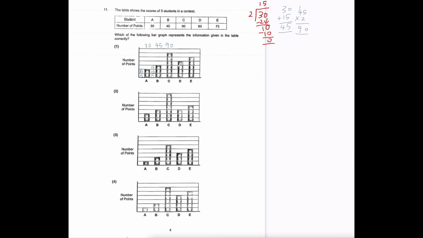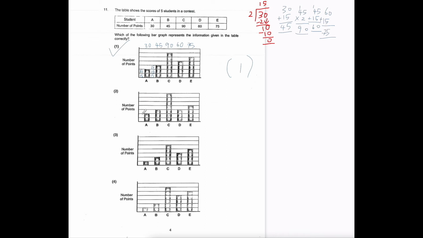So this is what? 45 plus 15. Okay, I'm going to get 60. Okay, seems like this might just be my answer. So 60 plus 15, I'm going to get 75. Alright, so my answer would just be this, option 1. Okay, but follow me, okay? Let's see what's wrong with all these 3, okay?